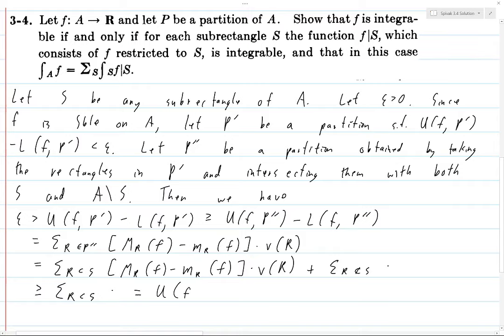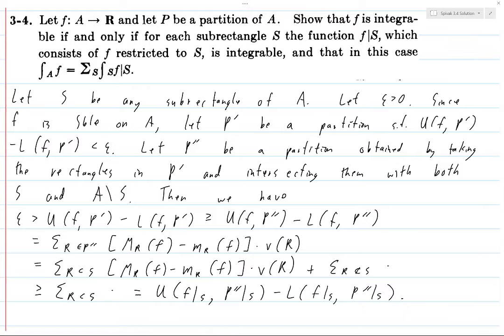Now, because we're considering only the rectangles in S, we can now replace F with F restricted to S, because we're only taking the sum over rectangles which are contained in S. And this partition, we're going to call it P double prime restricted to S. So this is P double prime, but you only look at the rectangles which are contained in S. So it's this upper sum minus this lower sum, F restricted to S, P double prime restricted to S.